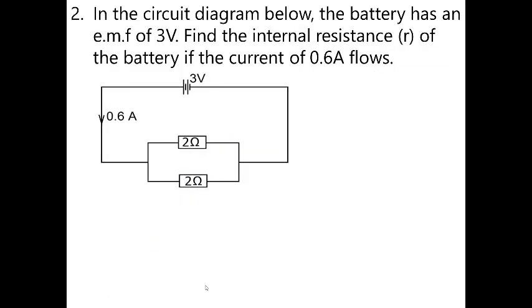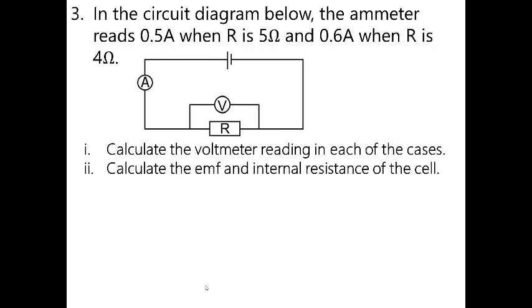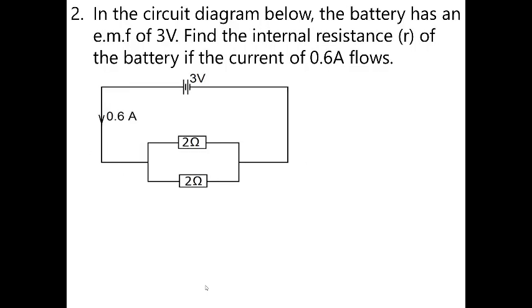Going to the second example, they said in the circuit diagram below, the battery has an EMF of 3 volts. Find the internal resistance r of the battery if a current of 0.6 amperes flows. Now, can you do that? Okay, maybe let me do this as the last one.